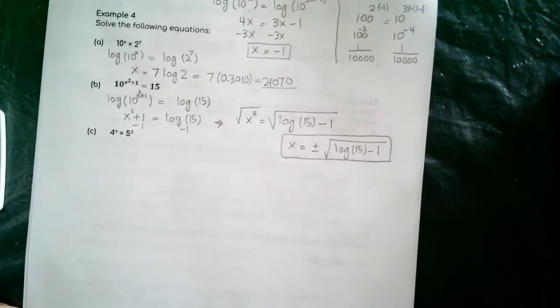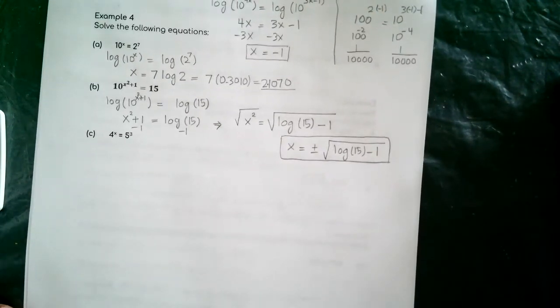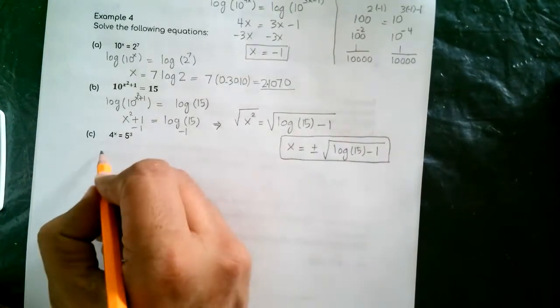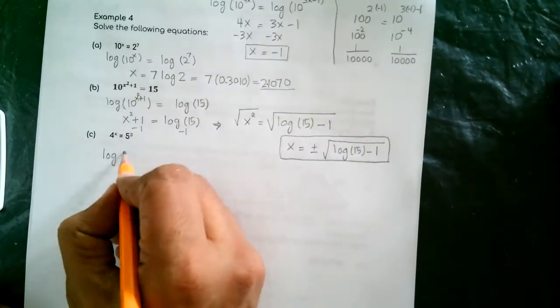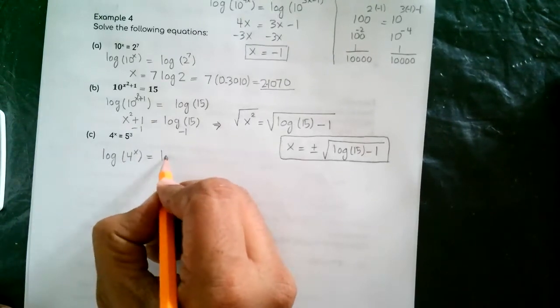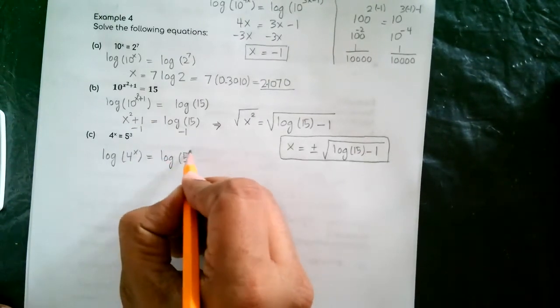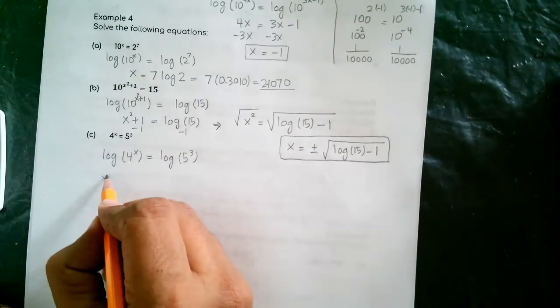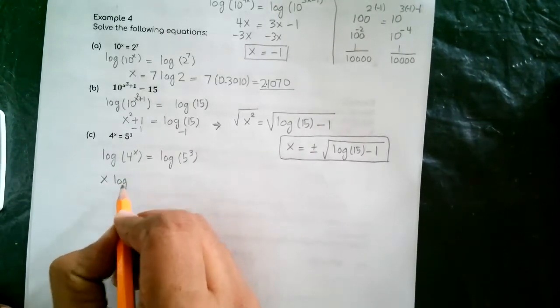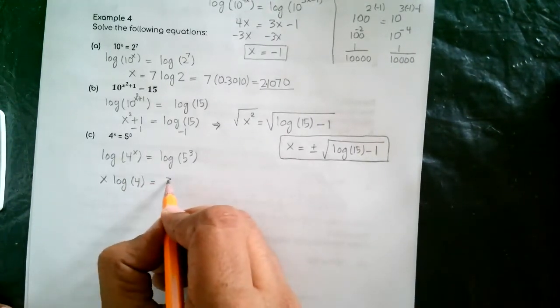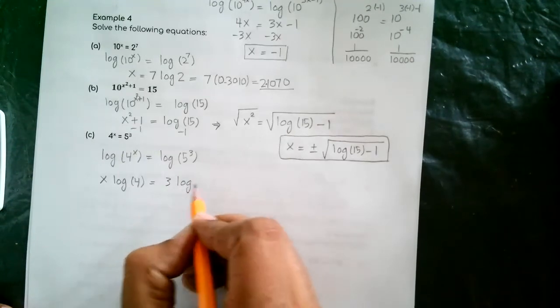Last problem. 4 exponent x is equal to 5 exponent 3. Okay. So obviously take the log. So log of 4 exponent x is equal to log of 5 exponent 3. So it's going to be x log of 4, and it's going to be 3 log of 5.